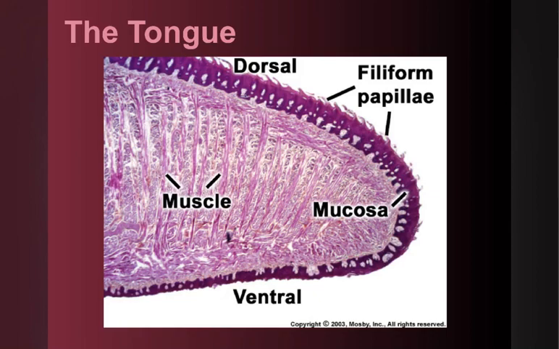The epithelium of the ventral surface is thin, non-keratinized. The epithelium of the dorsal surface of the anterior two-thirds of the tongue is thicker, keratinized, and it has filiform papillae.